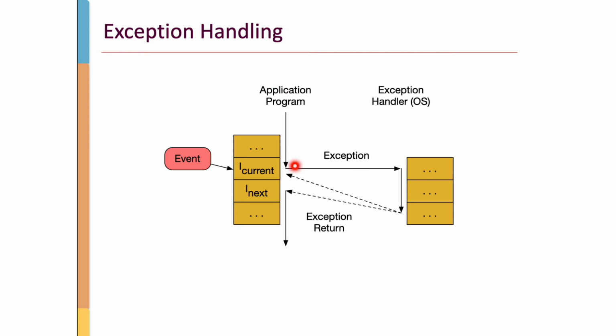So we've got the app program running. We get an event that triggers an exception. That exception is going to be handled by code in the kernel in what's called an exception handler. When the exception handler is done, it may return back to the original program, either restarting the instruction that was executing at the time or going on and running the next one.